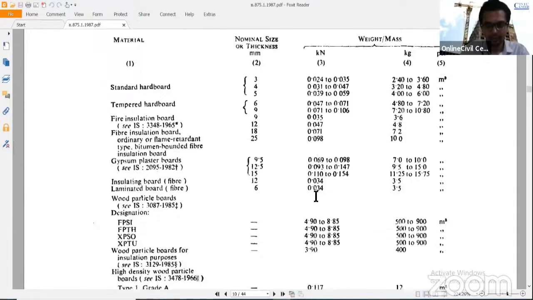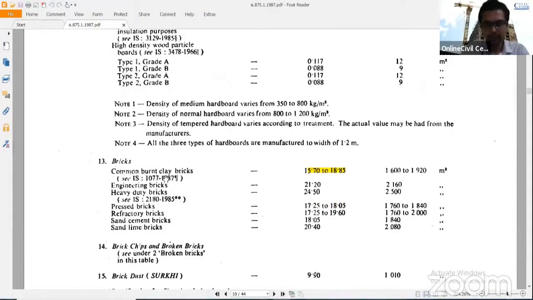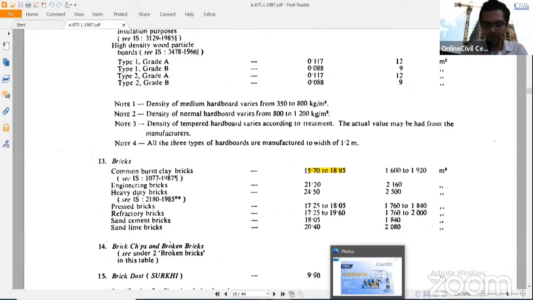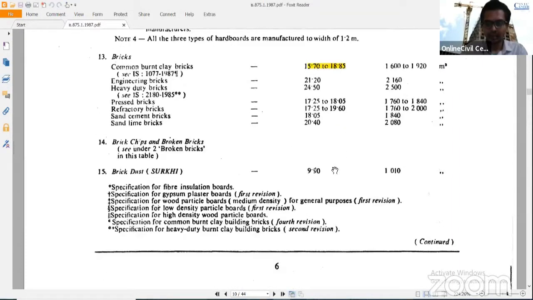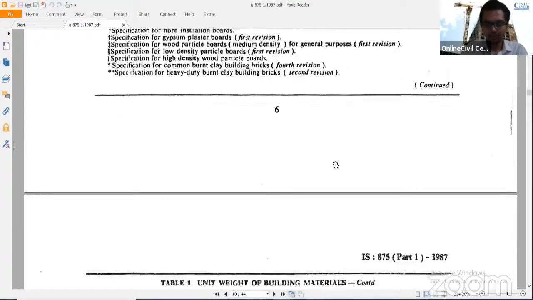I think it will be a little bit toward the bottom. Okay, here we have the bricks. So common burnt clay bricks' unit weight is given from 15.7 to 18.85 kilonewton per meter cube. So this is the unit weight of bricks which has been considered. Let's take between this range, 16 kilonewton per meter cube, as the unit weight of bricks. Okay, 16 is the unit weight of bricks we will consider here. And let us also check the unit weight of mortar.